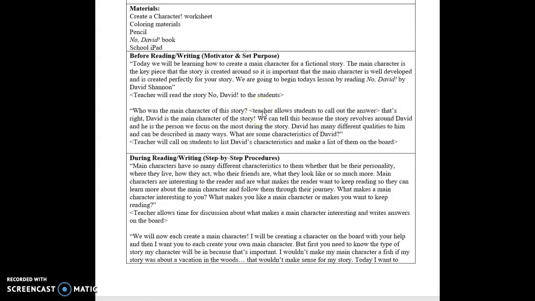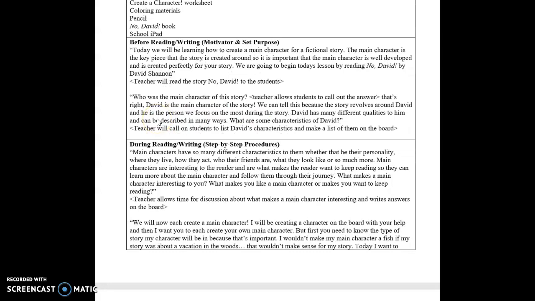So before learning, I would start off by telling them that we are going to be learning about main characters and how the main character is the key piece to a story, and that we will be reading No, David! by David Shannon. Then the teacher will read the book to the students and then ask them, after they are done reading, who is the main character of the story.